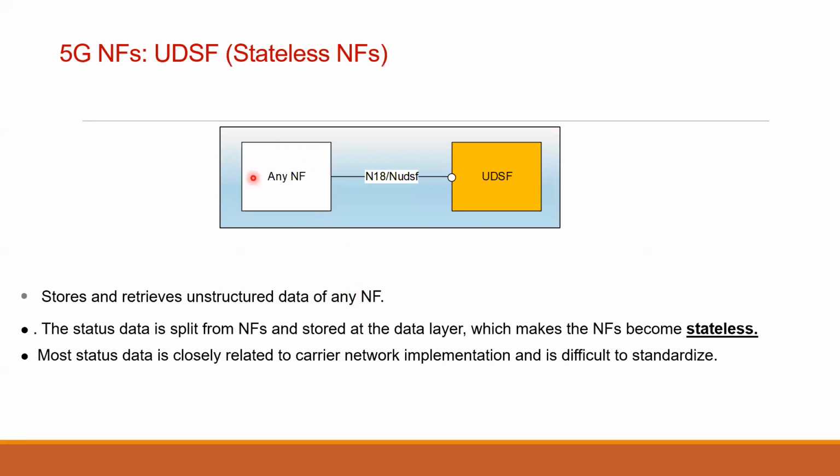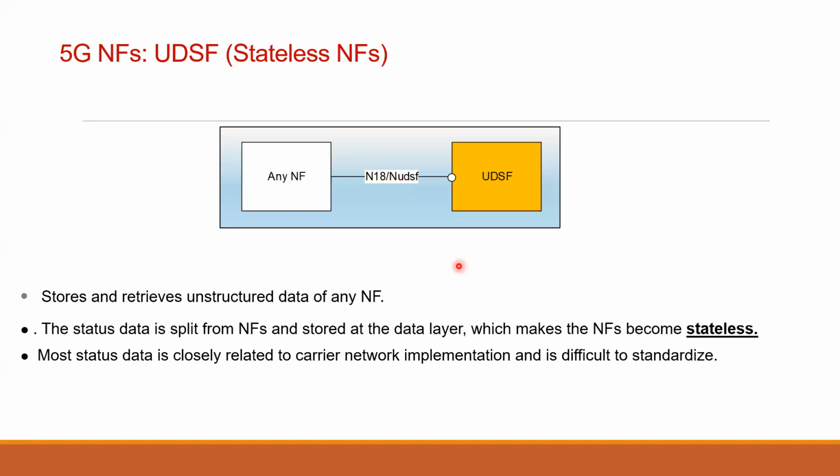So any network function that has any unstructured data which does not make any sense, that is always stored in the UDSF. And hence the name we get is that every network function is stateless, in that the status data is split from the network function and is stored at the data layer. Data layer is this, which makes the network function stateless.